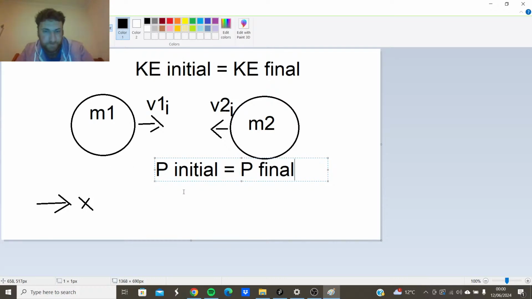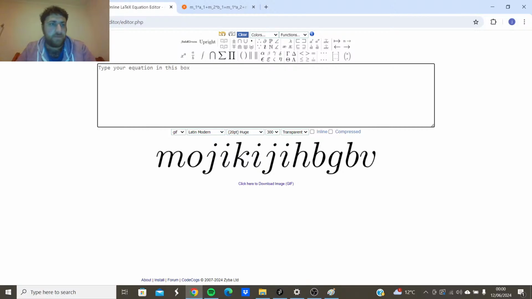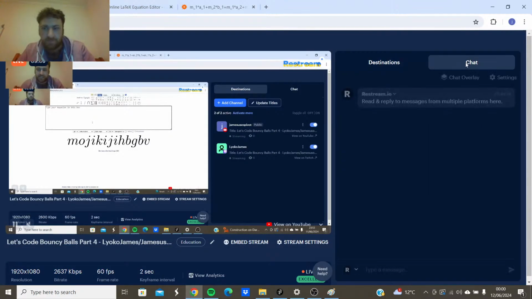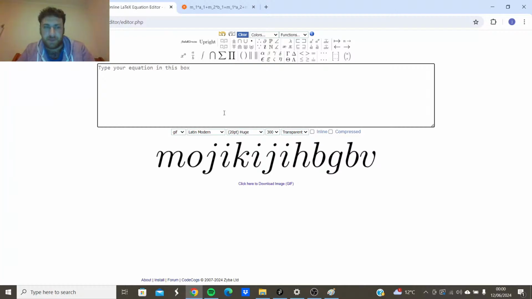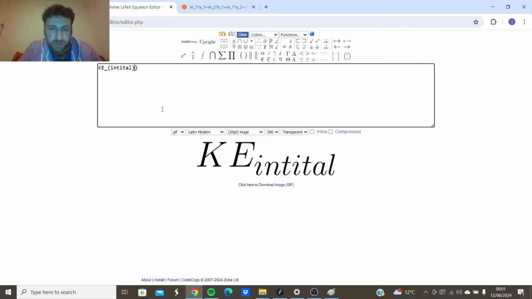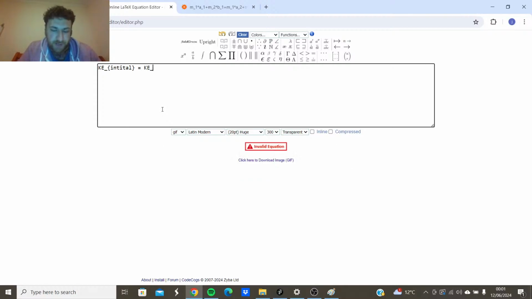Importantly, what we're going to do is write these equations in LaTeX, so we don't have to worry about PowerPoint too much anymore. So let's do this. We want our initial kinetic energy. How do I do this? Initial kinetic energy equals final kinetic energy.